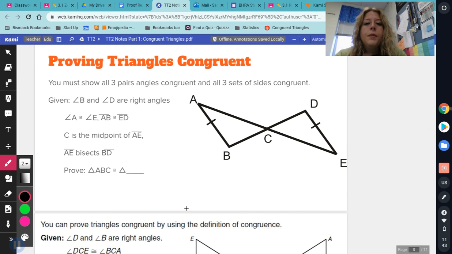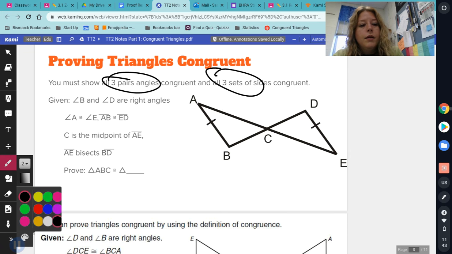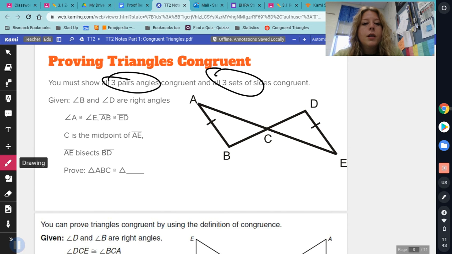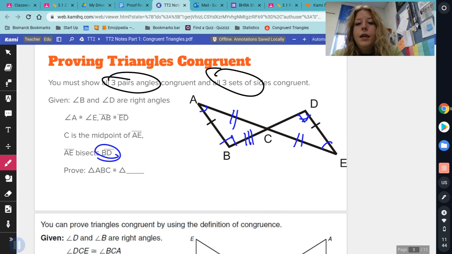Okay? To prove that two triangles are congruent, you must show 3 pairs of angles and 3 sets of sides. So looking at this given information, do we have enough information to show the triangles are congruent? B and D are right angles, and we know that right angles are congruent to each other, so those are good. Angle A is congruent to angle E. Side AB is congruent to side ED. Those are already marked. C is the midpoint. Well, if C is the midpoint of AE, then it means those two sides are split equally. AE bisects BD, so BD is split equally.